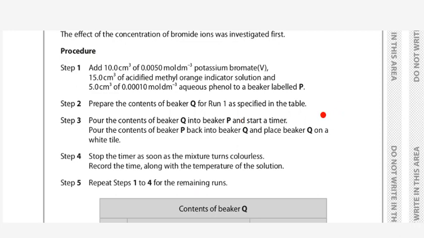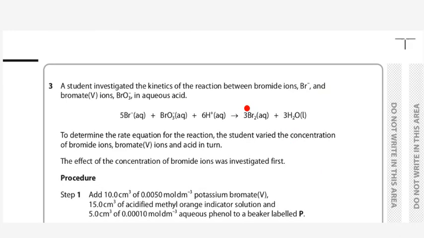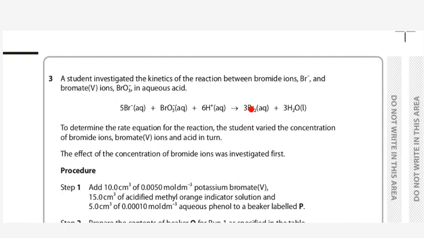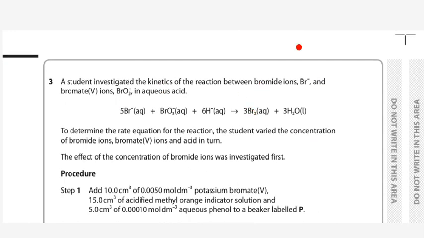As a question, can you explain the color change again, please? Now, bromine is orange brown, right? In this reaction, it produces bromine when you mix everything. And what does the bromine do? It will react with the methyl orange. Bromine is a bleaching agent. It will turn it colorless, because it will bleach the methyl orange.